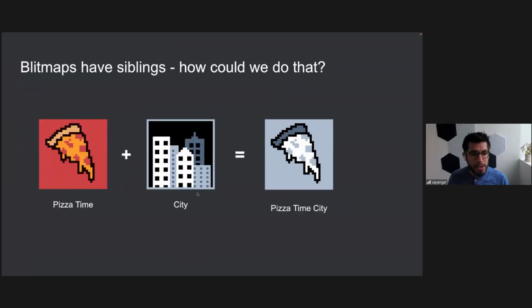If you're not familiar with the concept of siblings, in Blitmap, there was an original, in this case, Pizza Time, and then another original, City. Minters could mash them up to create these really cool, unique new pieces with an original composition and another original palette to get Pizza Time City.